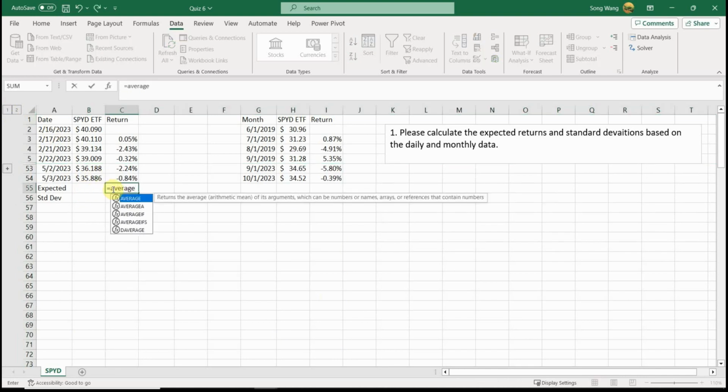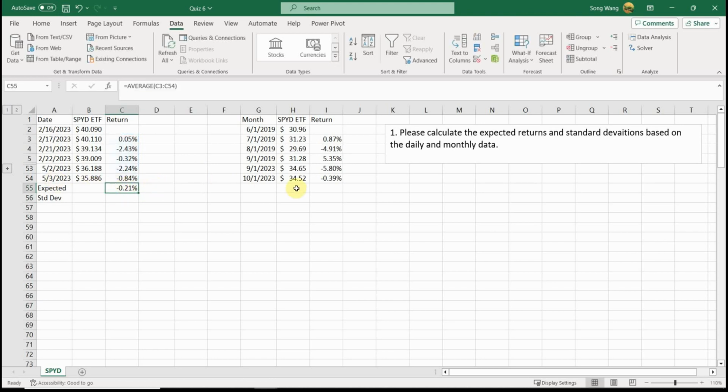So to get the expected return, I just go with the average, then select all of them, from C3 to C54. All right, and I'm going to do the same.